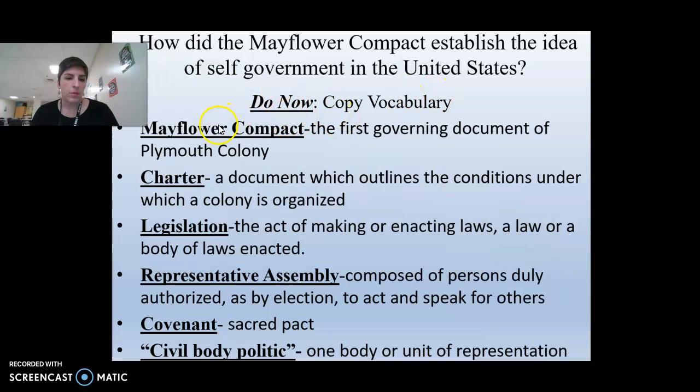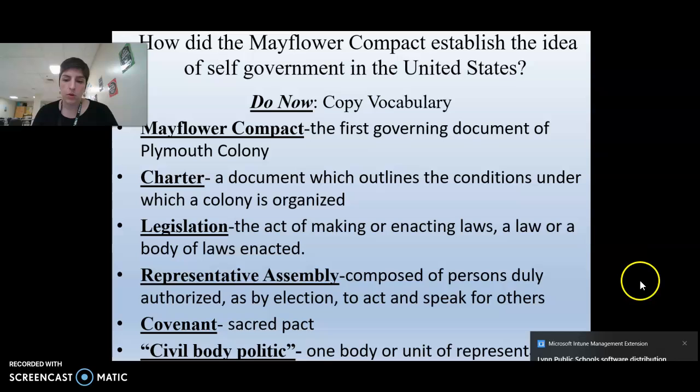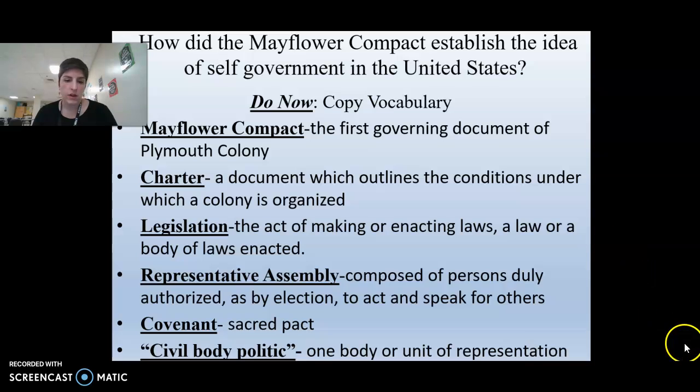You can ignore this do now, but this is the vocabulary that you need to know. The Mayflower Compact is the first governing document of Plymouth Colony, which was one of the first colonies ever created. It is considered a charter, a document which outlines the conditions under which a colony is organized. It has legislation. We've seen that word before. The act of making or enacting laws, a law or a body of laws that are enacted. They have a representative assembly. It is composed of persons duly authorized as by election to act and speak for others.